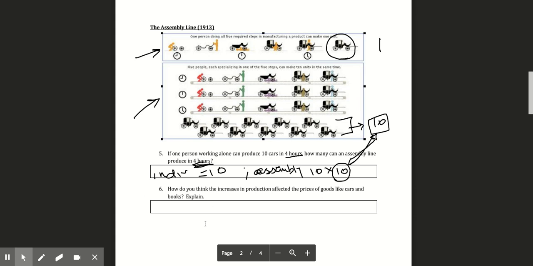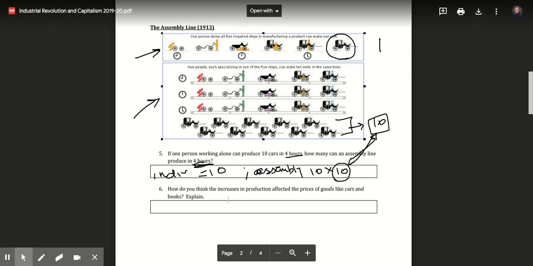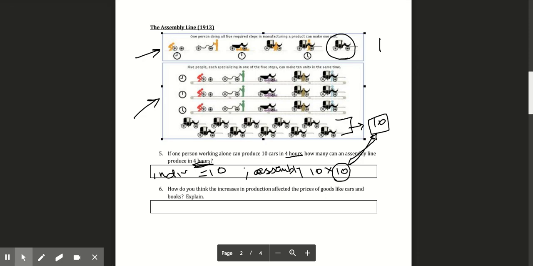Then you consider overall, how do you think the increased production of goods like cars and books affects the prices of those goods? That trend can be where you're thinking, does the price go up? Does the price go down? And why do you think that? I hope this video helps you understand what's going on in this image.